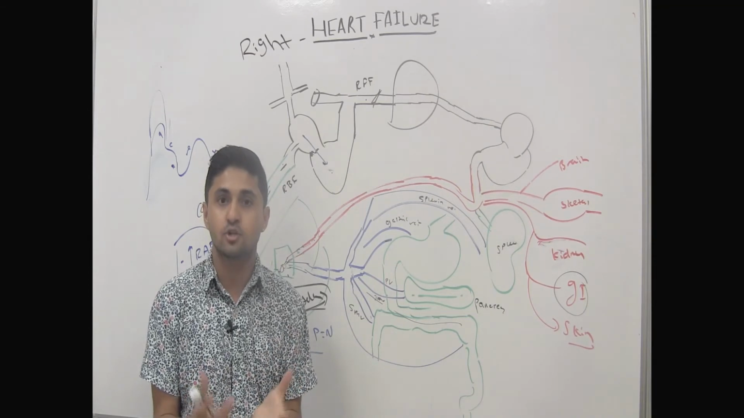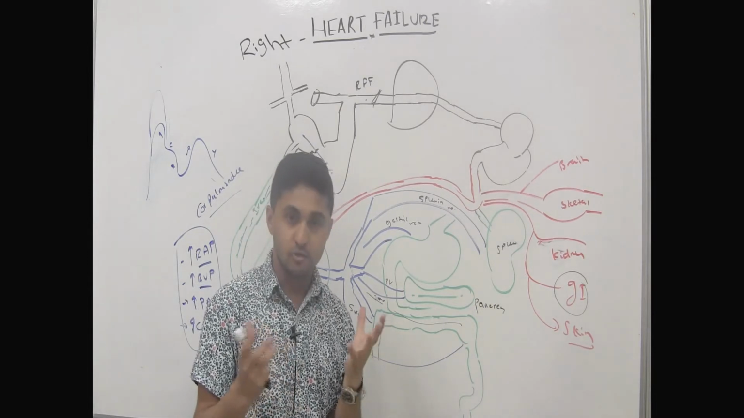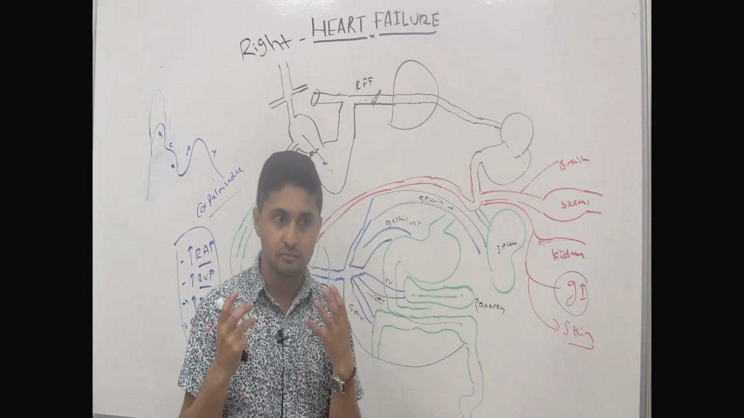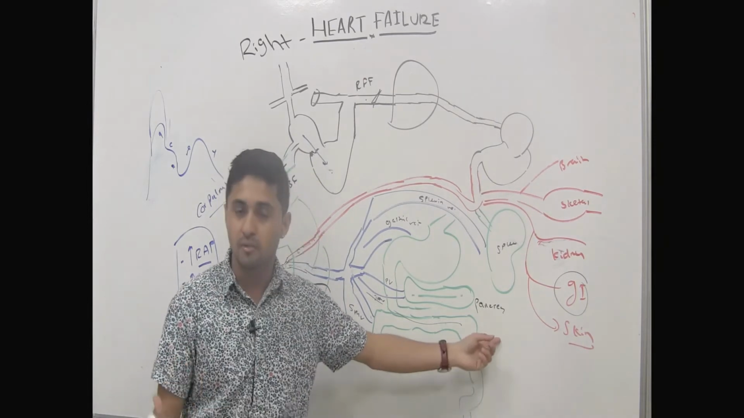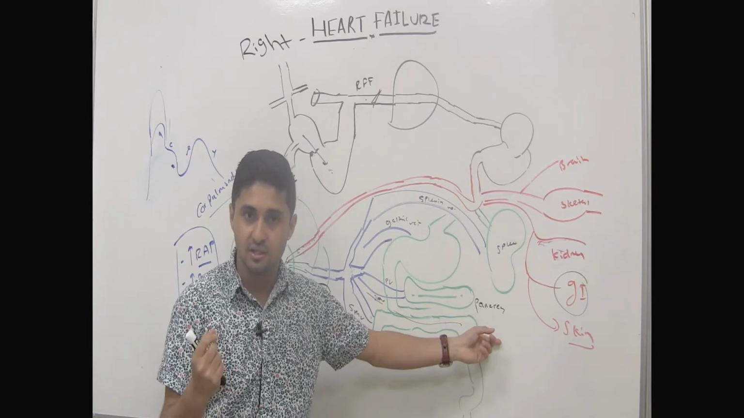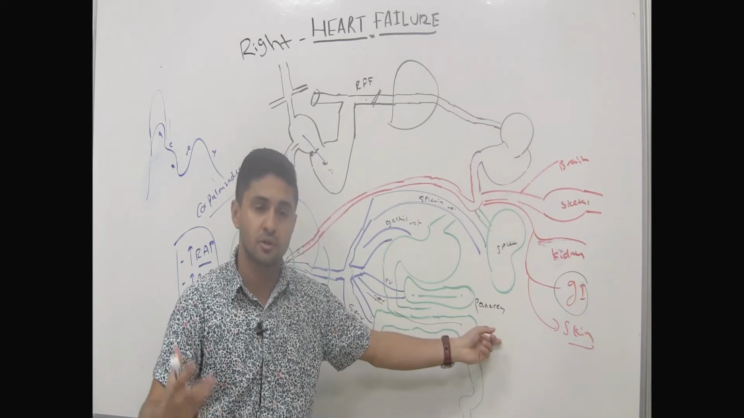Now that's called hydroperitoneum, or we can say there is a hydroperitoneum or peritoneal edema. And we commonly use a term which is called ascites. Ascites is commonly used for hydroperitoneum, which is the accumulation of fluid in your peritoneal cavity.